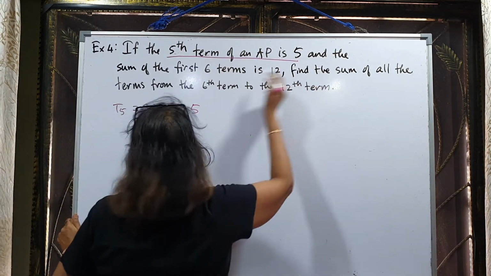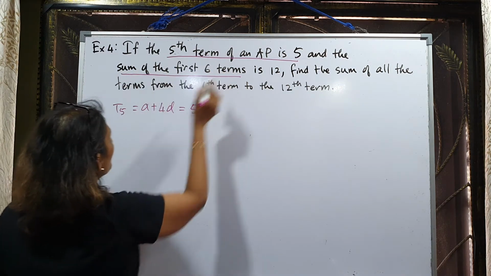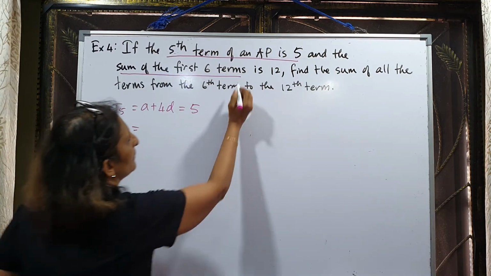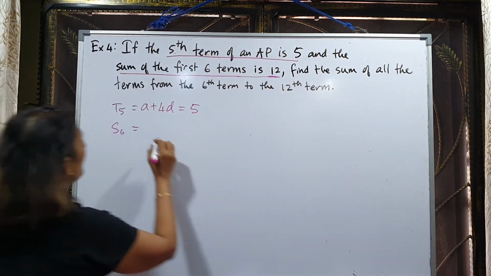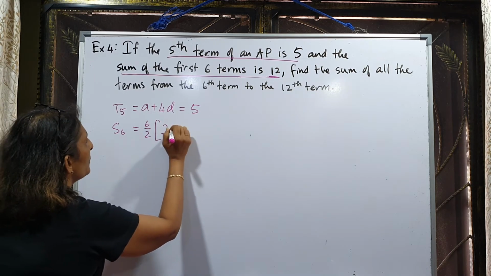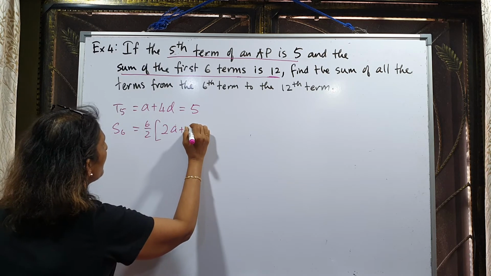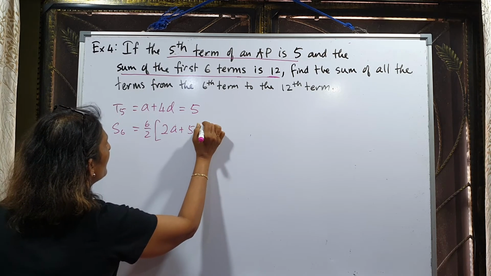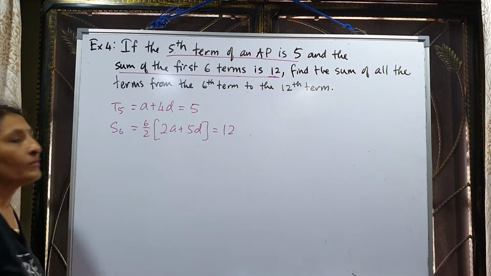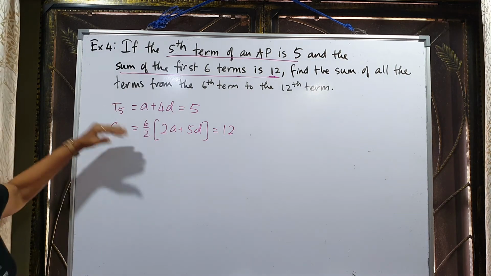And the sum of the first 6 terms. Sum of the first 6 terms means S6 is 12. Now for S6 we use 6 over 2, 2A plus (6 minus 1) 5D, is equal to 12. Okay, it's 12.